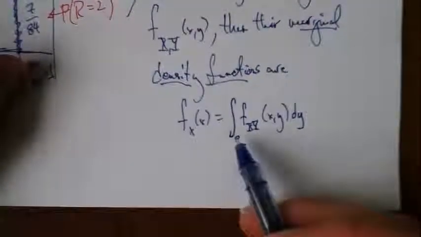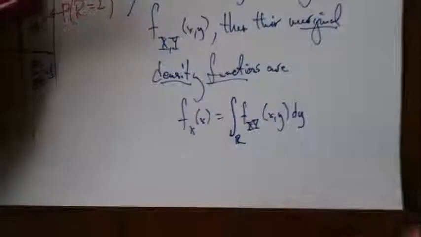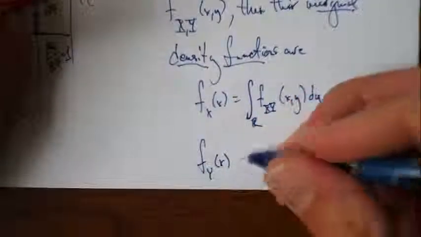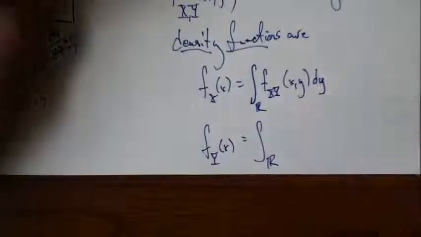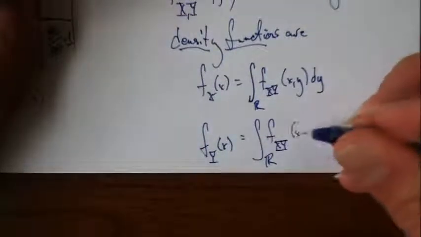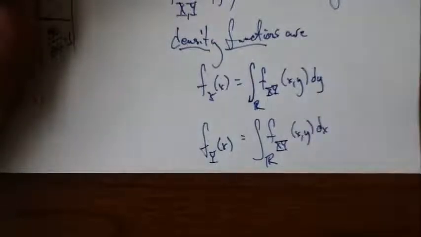So it's just one integral, integrating out the y, so to speak. And similarly, the probability density function for y will be the integral over the reals of f sub x and y of x, y. It's the same density function, but you're integrating with respect to x.